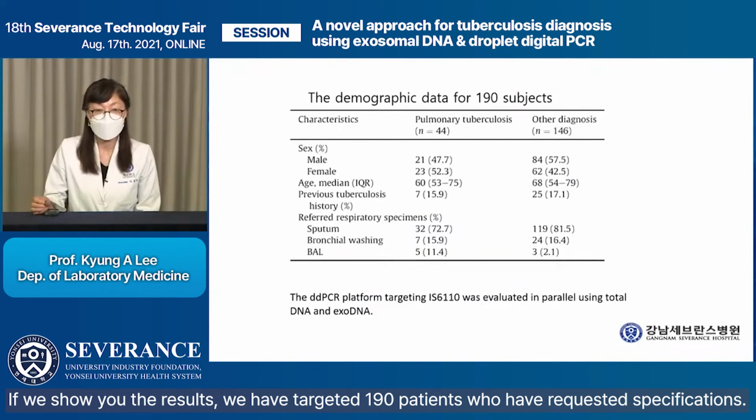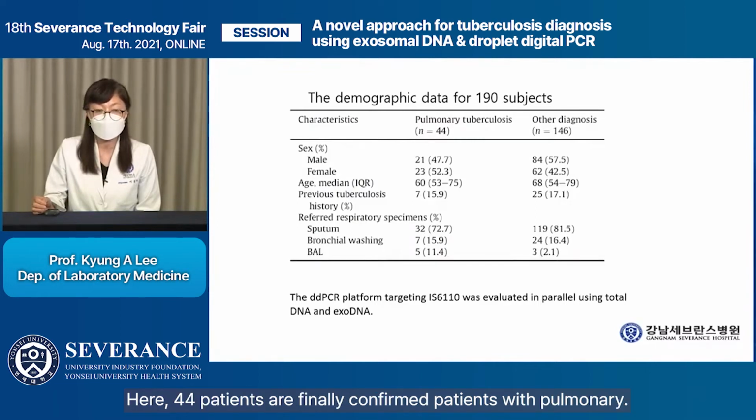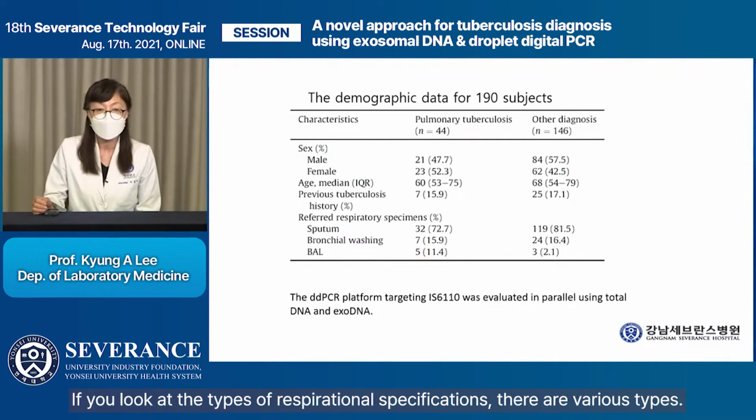If we show you the results, we targeted 190 patients who had requested specimens. Here, 44 patients were finally confirmed as patients with pulmonary TB. If you look at the types of respiratory specimens, there are various types.